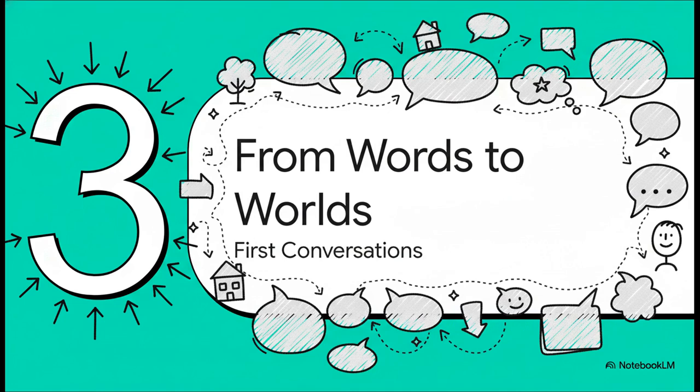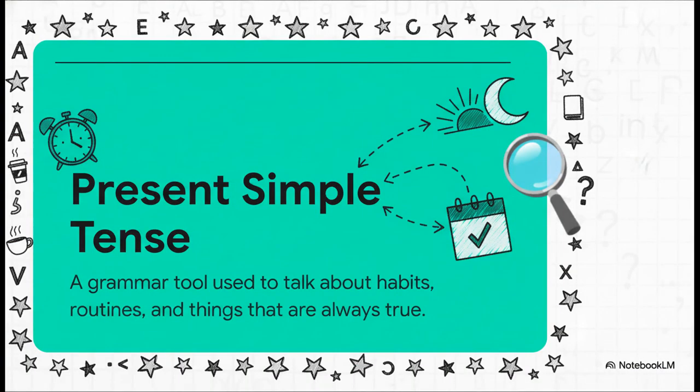You have some words, you have the verb to be. So now let's see how these blocks all connect together. Let's see how we can build something real. This is the exciting part, where your single words start to become real communication about your life and your world. The next big thing to learn is something called the present simple tense.